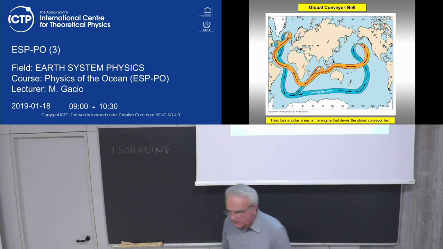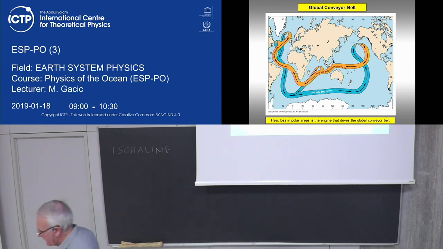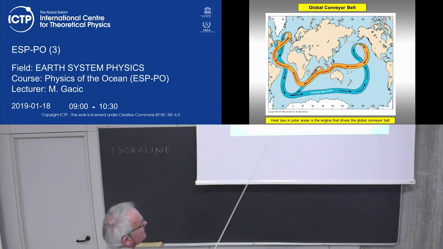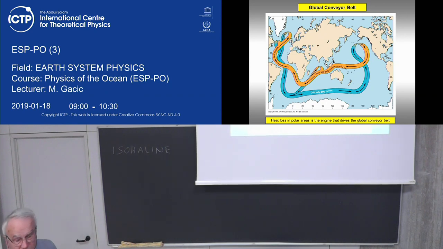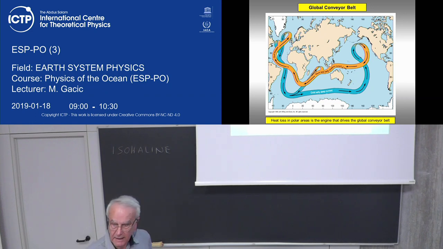And this is it. This is how the global circulation of the world ocean looks. This is a very, very schematic global conveyor belt, as we call it. And now we are coming to this global conveyor belt, which is driven by an engine, which is this dense water formation. So dense water formation is essential in driving the global circulation of the world ocean.